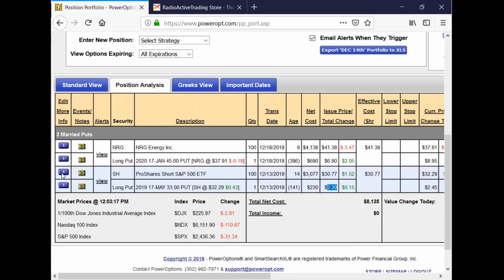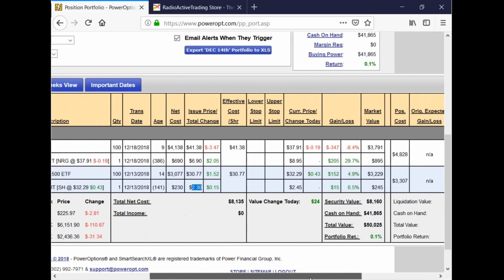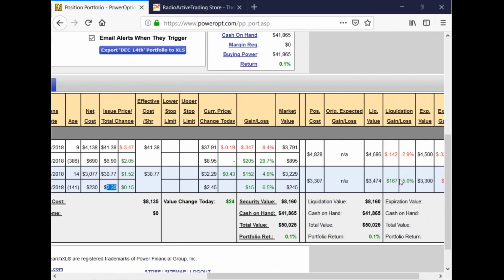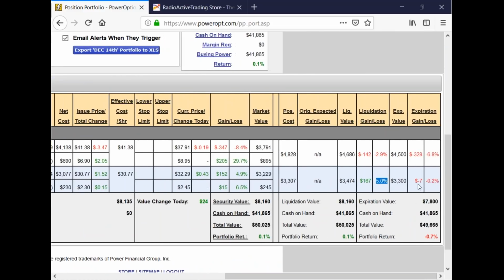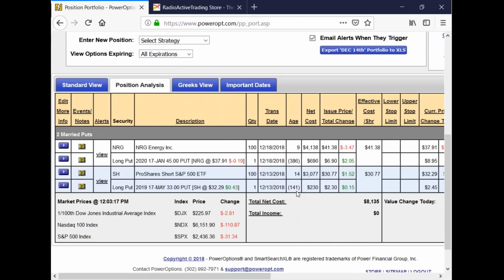Okay, so let's take a look at the position. Right now it is up to $32.29. He could liquidate the position right now for a 5% gain on the position with no adjustments done yet. And of course he only has a small risk going forward, but he still has 141 days out in time.